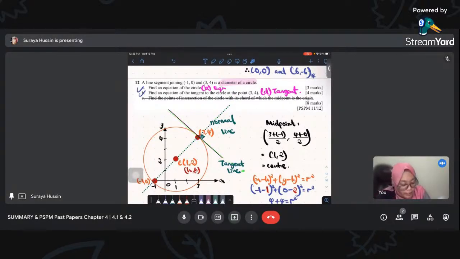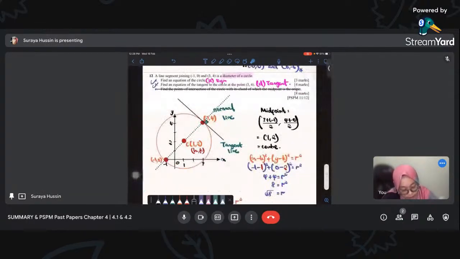Sebab kenapa saya lukis dekat sini? Sebab dia yang kata dia nak tangent line pada point 3 dan 4. Therefore, I put a tangent line over there. And therefore, this is my normal line. Okay, you all faham dah ya? Kenapa saya lukis macam tu?